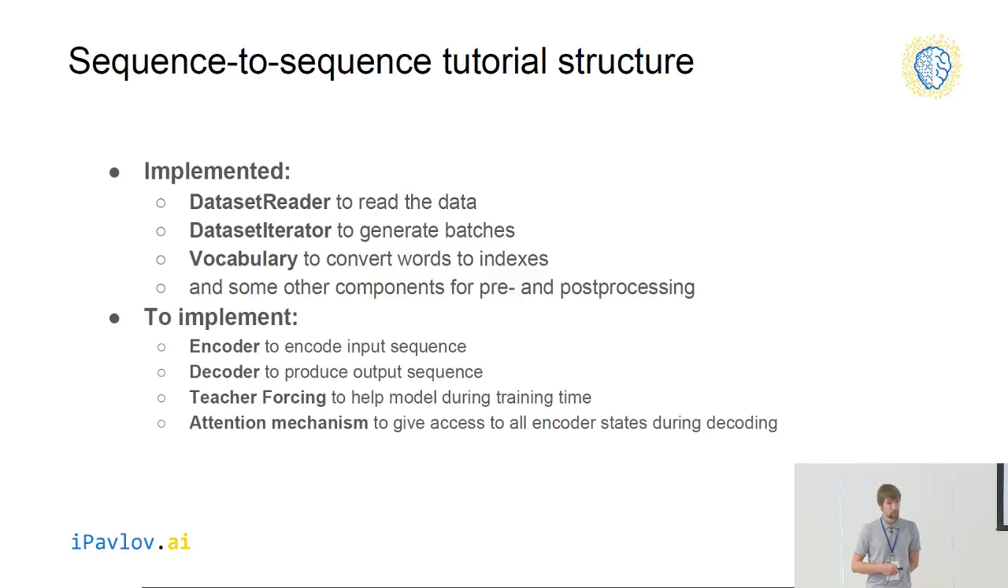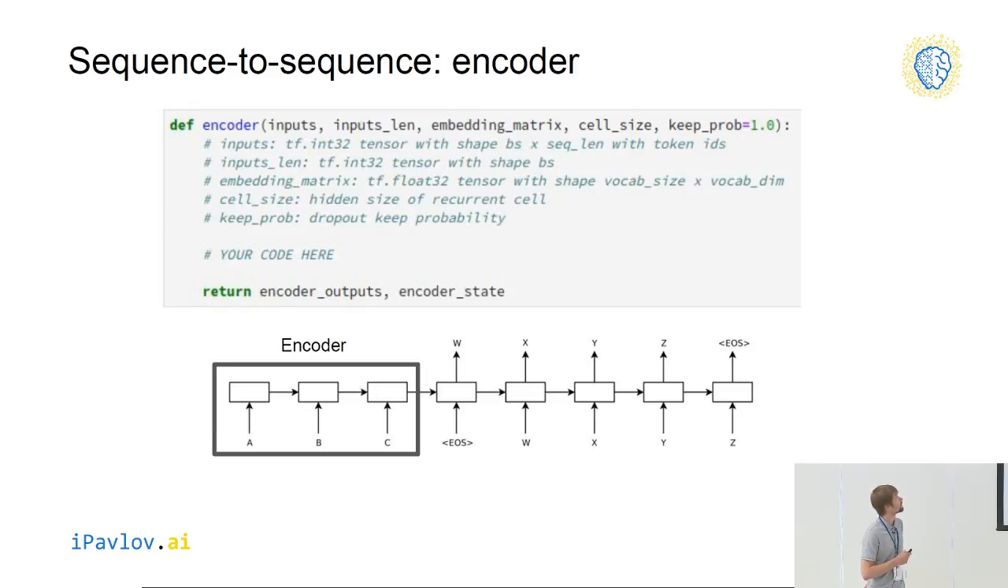Okay, now I will give you some details on how to implement encoder. First of all, you should define a recurrent cell you want to use. For example, it can be a GRU or LSTM or even a multi-RNN cell. Then you should use TensorFlow dynamic RNN to encode input sequence with this encoder recurrent cell. And encoder should return encoder outputs and encoder state.